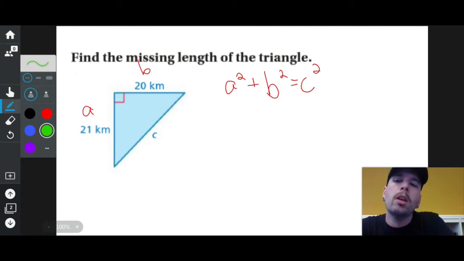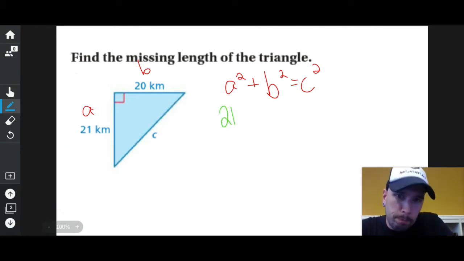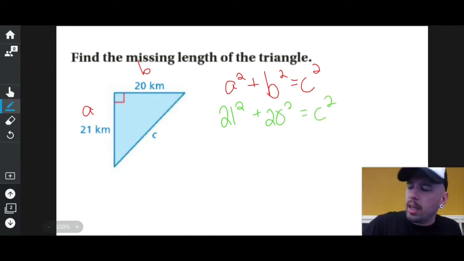That's a rhyme. So I got 21 squared. I got 20 squared. And I got C squared. We're gonna use Siri a lot today, or at least I'll use Siri. I'll see if I have good connection in my classroom. I'm in my classroom right now, which is like a lead wall because there's like no signal.